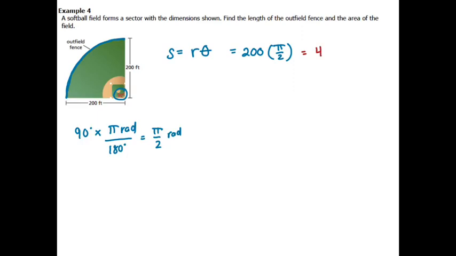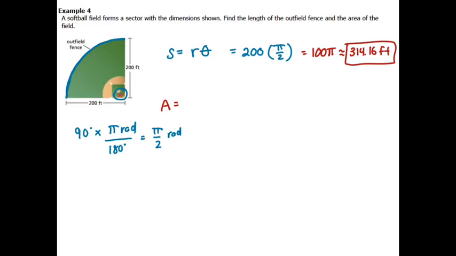Okay, we have 400 pi. Sorry, I can do math. 100 pi. And if you just type that into your calculator, you get something like 314.16 feet. That is the length of the outfield fence.